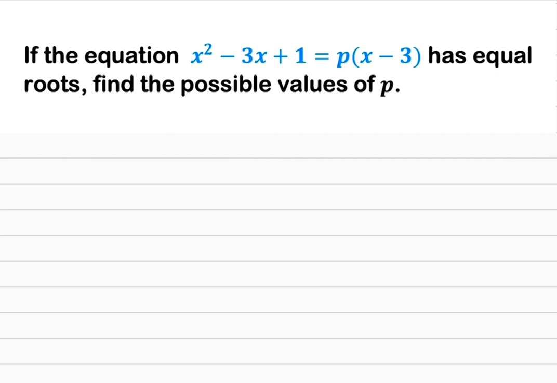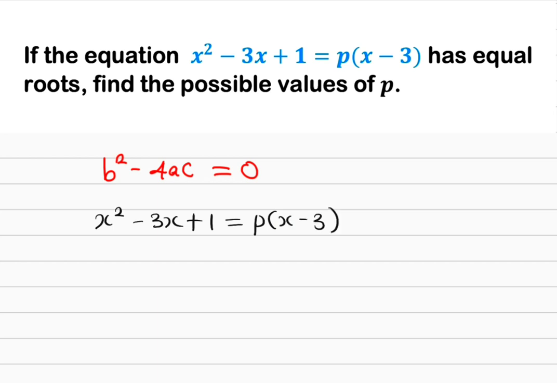So we are going to work with the first condition. And for the roots to be equal, we know that b squared minus 4ac must be equals to what? 0. Now the next thing is, how do I get my a, my b, and c? We are going to get it from the equation given to us. And the equation given to us is x squared minus 3x plus 1 is equals to p into x minus 3.